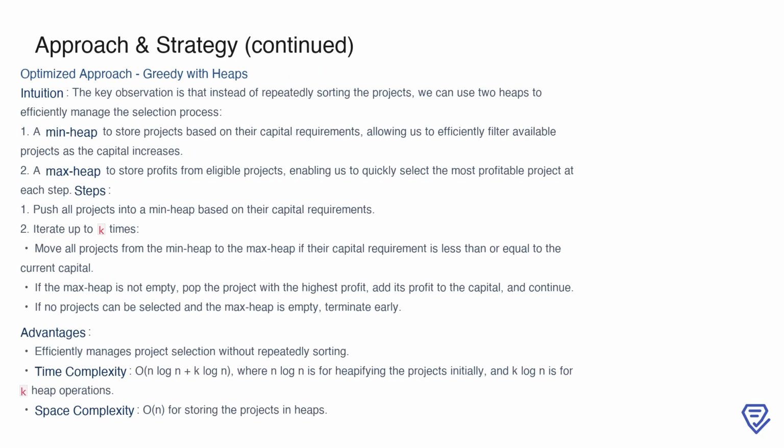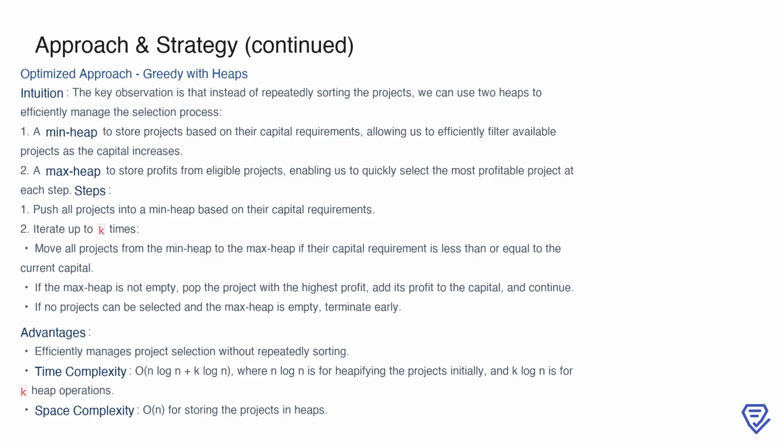To address the inefficiencies of sorting and filtering in the greedy approach, we can optimize the process further by utilizing heaps. This method uses two heaps to manage project selection dynamically. A min heap is used to store projects based on their capital requirements, allowing us to efficiently filter out projects as our capital grows. At the same time, a max heap is used to store profits from eligible projects, enabling us to quickly select the most profitable project at each step.